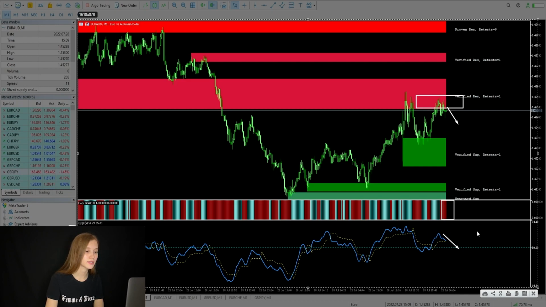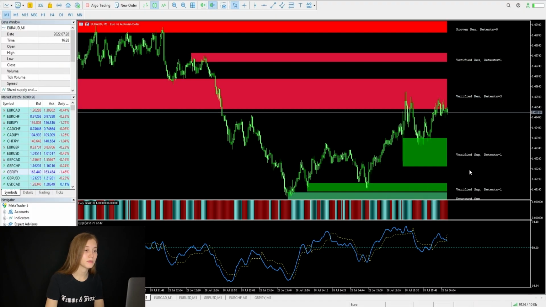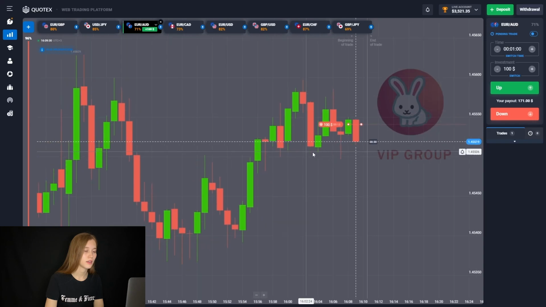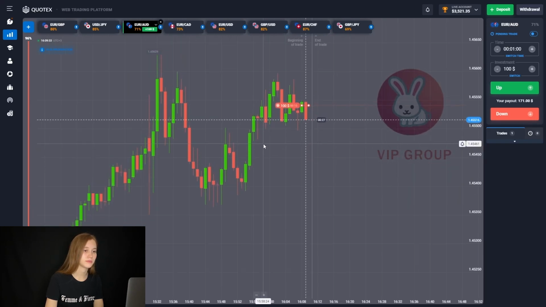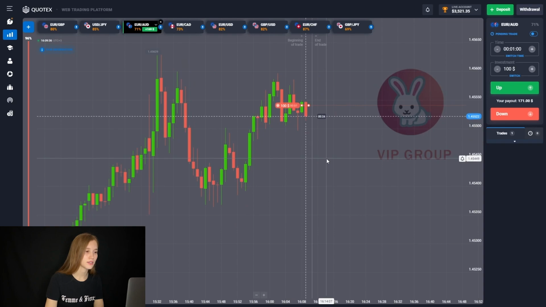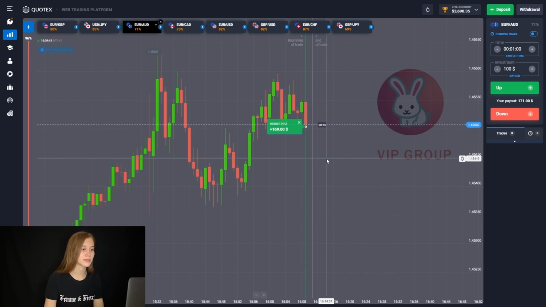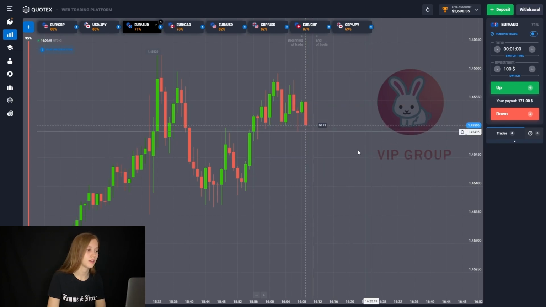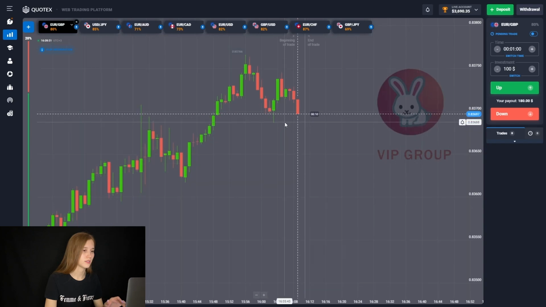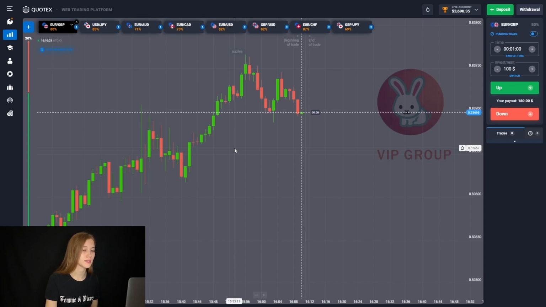Let's move to Quotex. As I said, the movement went down. There was a very easy trade and it closes soon in plus $70. Good. And according to my strategy, the first trade was good. So let's not hesitate and return to the MetaTrader and find a good currency pair.